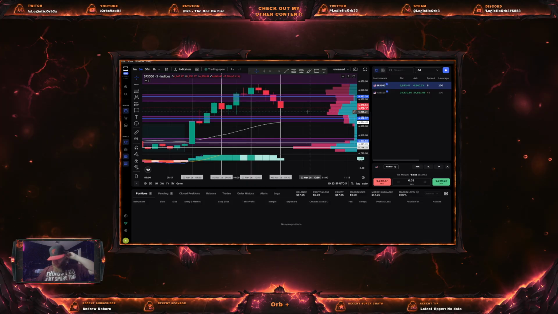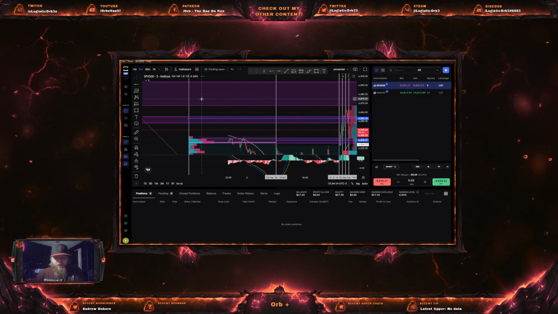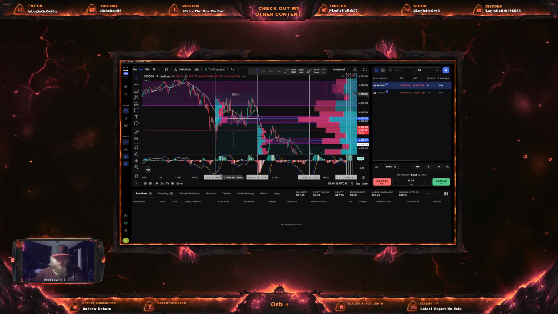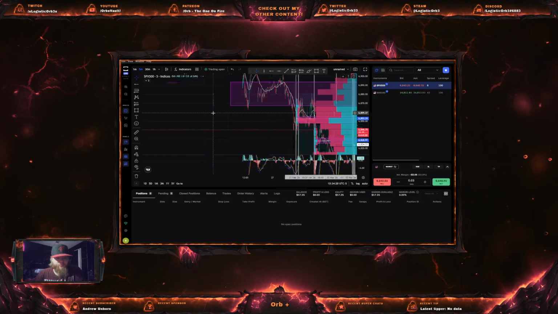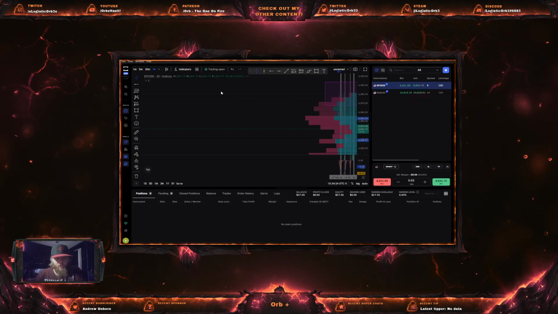For the dumbest of reasons, I must say. It's because we entered late on the first one. On the second one, we watched it move up. We watched it touch the area we needed. This right here, this whole area was a volume node, I think. No? What was this? This was the hour.